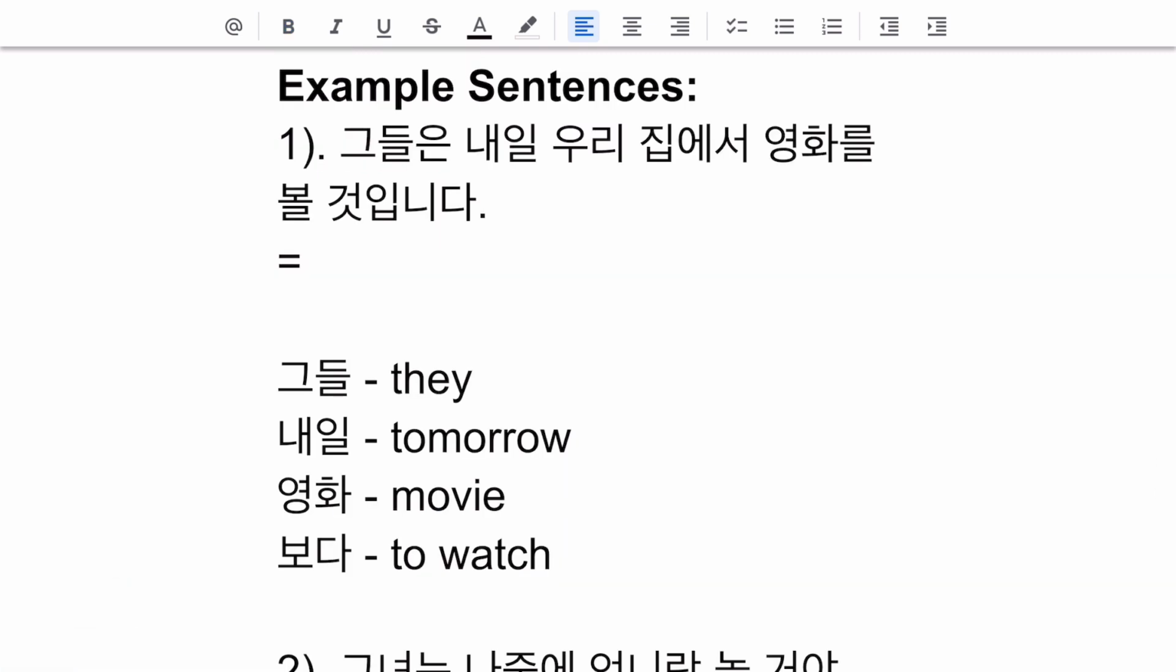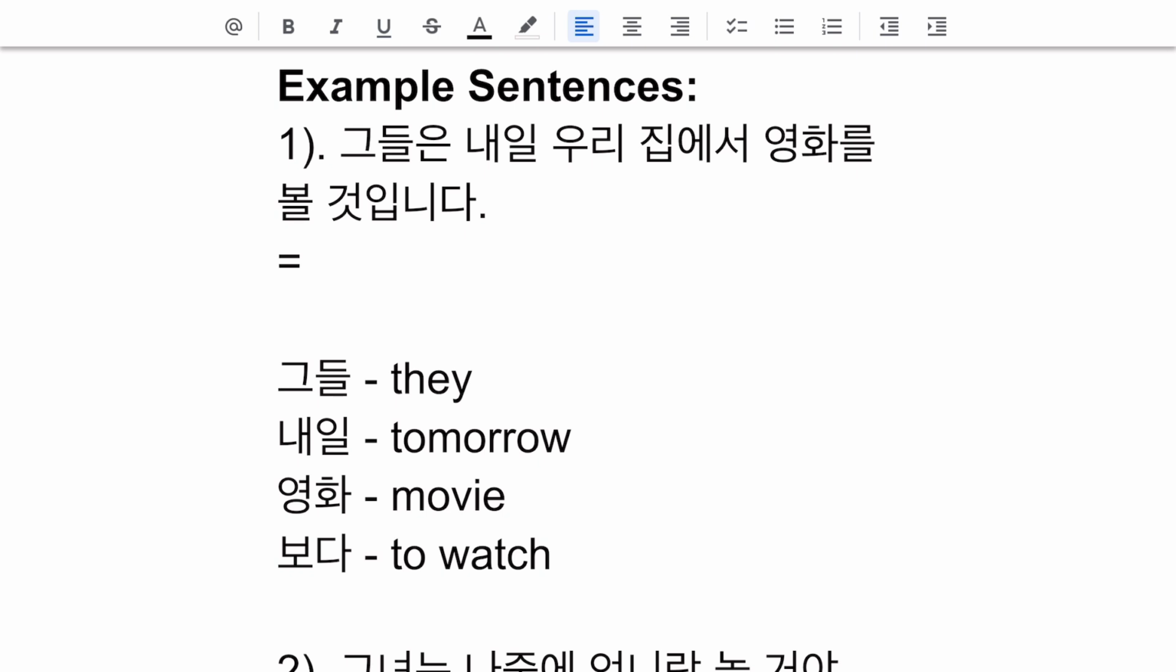그들은 내일 우리 집에서 영화를 볼 것입니다. So break it down. 그들, they as in a group of people. 그들은. So you couldn't use this if you wanted to be gender neutral, how we can be in English. Instead of saying he or she, we might just say they. You can't do that with this, where this means specifically more than one person. So 그들 is our topic.